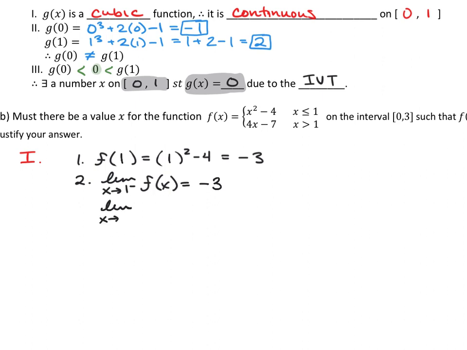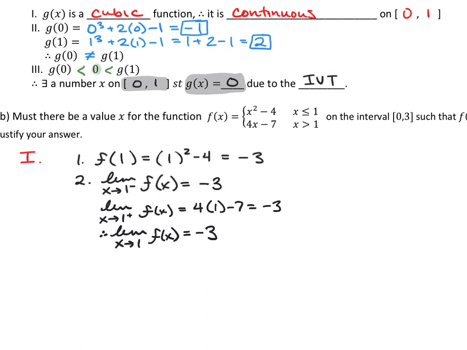When we look on the right side of 1, that means we're plugging it into the linear part. But what's 4 minus 7? Negative 3. So if my limit is the same on the left and the right, what's the conclusion I draw? Therefore, the limit of f of x equals negative 3. Yes. So if the number is the same on the left and the right, then the limit is that number.